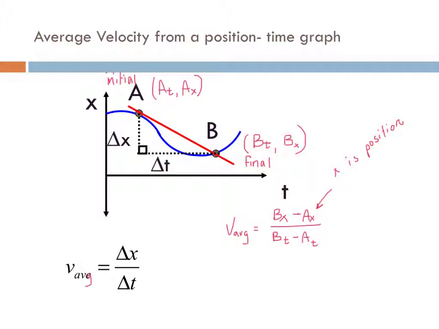So to give you a slightly better visual, I went ahead and labeled these 2 points. Point A's coordinates are the time at A and the position at A, and B's coordinates are the time at B and the position at B. Again, I know that B is our final because it comes later in time, and I know that A is initial because it comes earlier in time. So if I want to solve for the average velocity, I would do the position at B minus the position at A divided by the time at B minus the time at A.